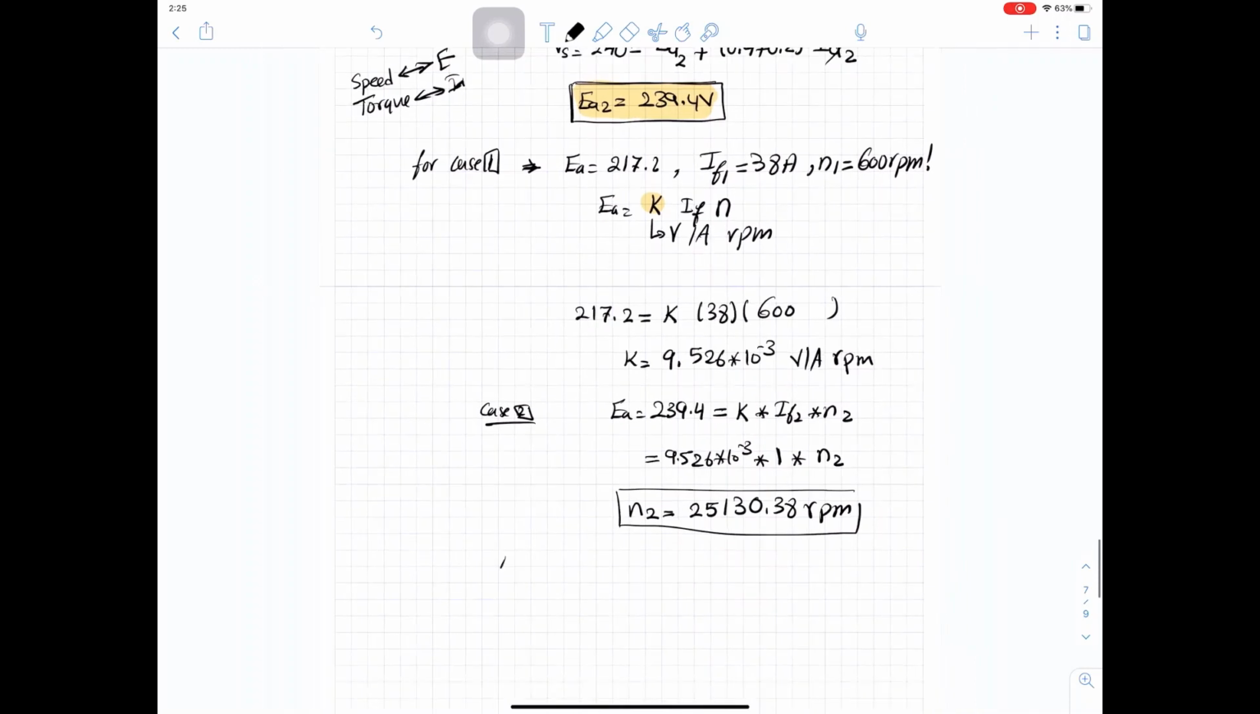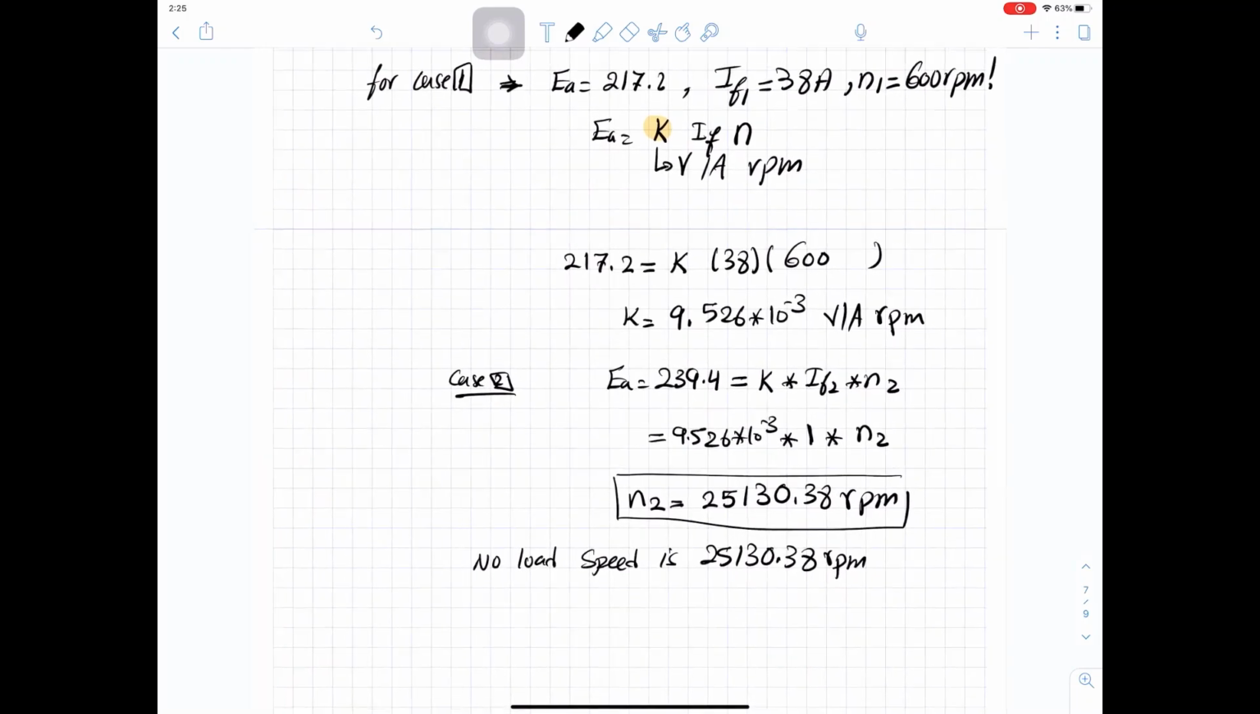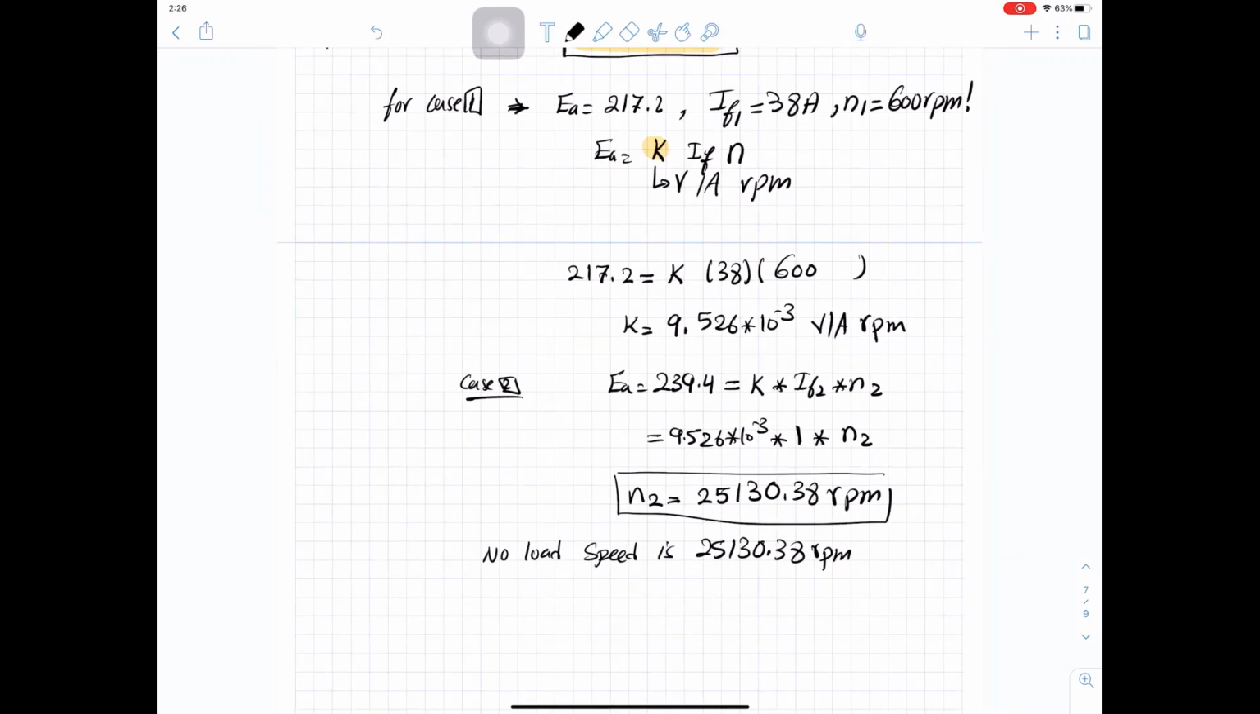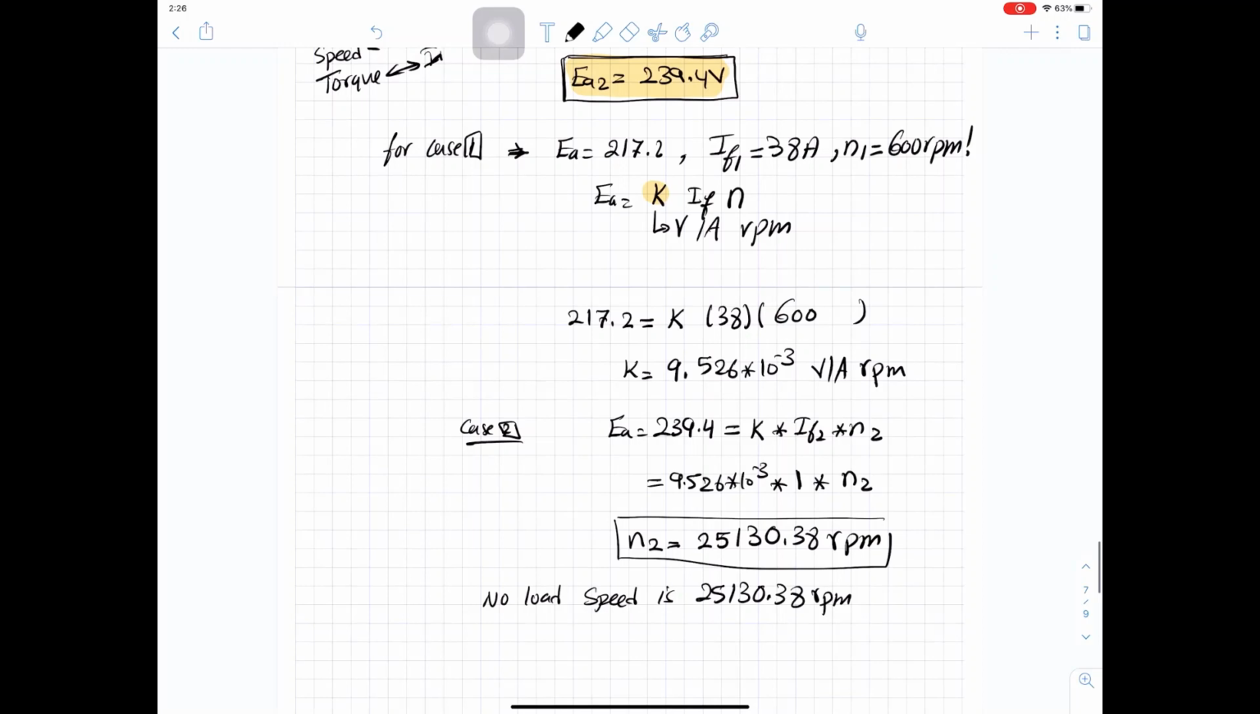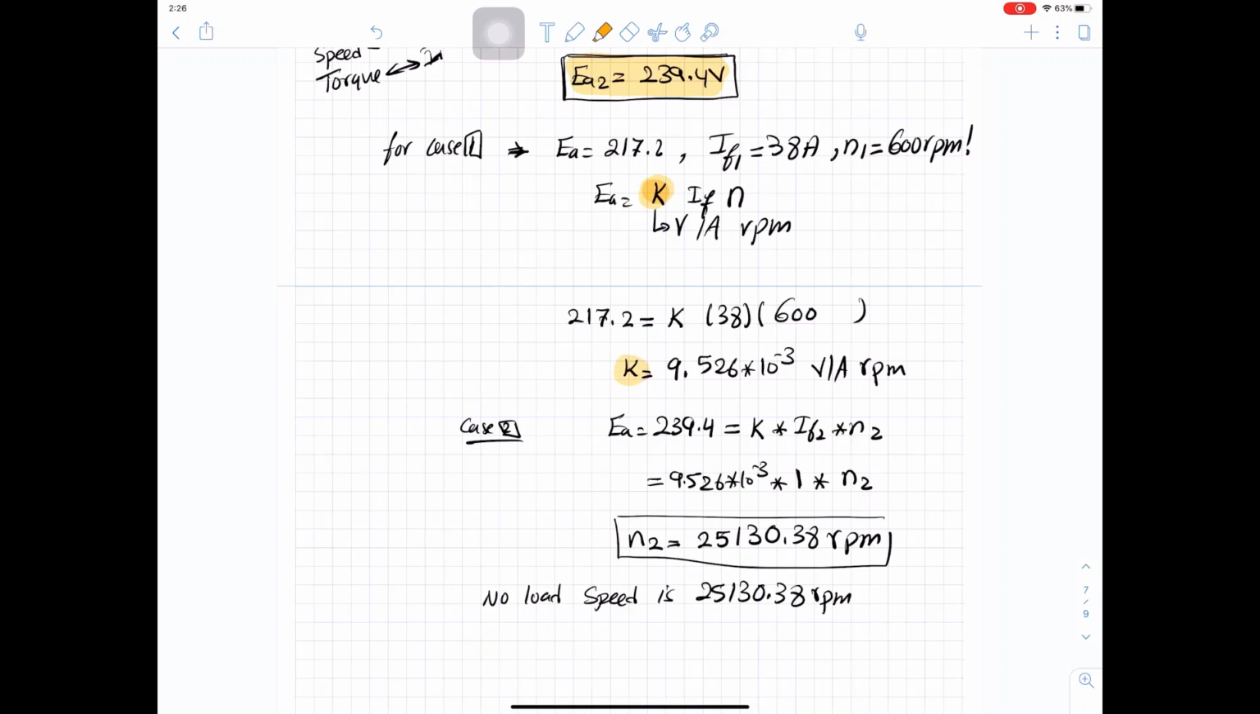So the no load speed is 25130.38 RPM, and this is what is required. So we can get from case 1 what is the constant for the machine K, and it is the constant for the machine, so we can use it at any operating condition.